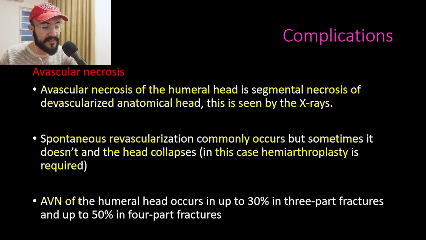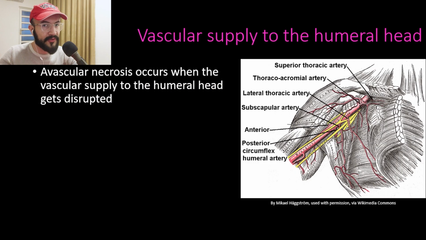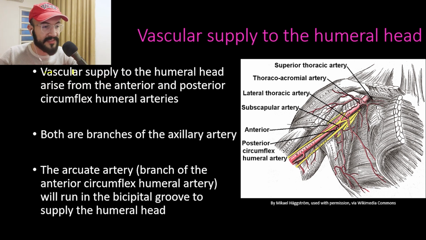And avascular necrosis of the humeral head occurs in up to 30% in three-part fractures and up to 50% in 4-part fractures. Now, to really understand avascular necrosis, we have to understand the vascular supply to the humeral head. Avascular necrosis occurs when the vascular supply to the humeral head gets disrupted. And the vascular supply to the humeral head arises from the anterior and posterior circumflex humeral arteries. Both of these arteries are branches of the axillary artery.